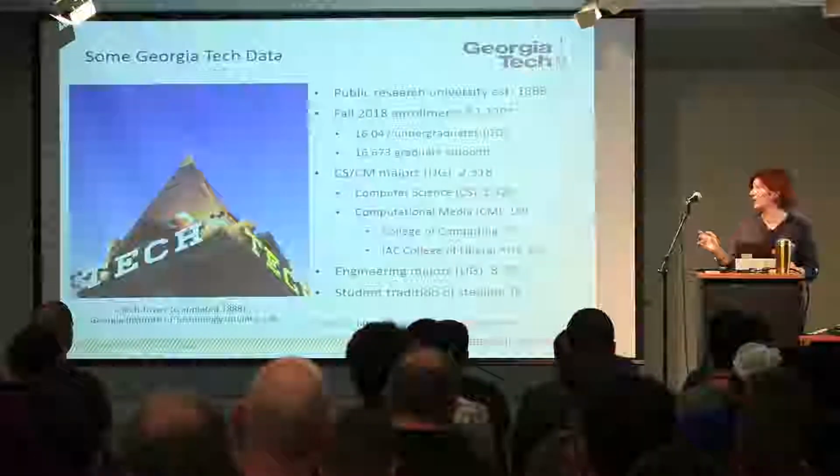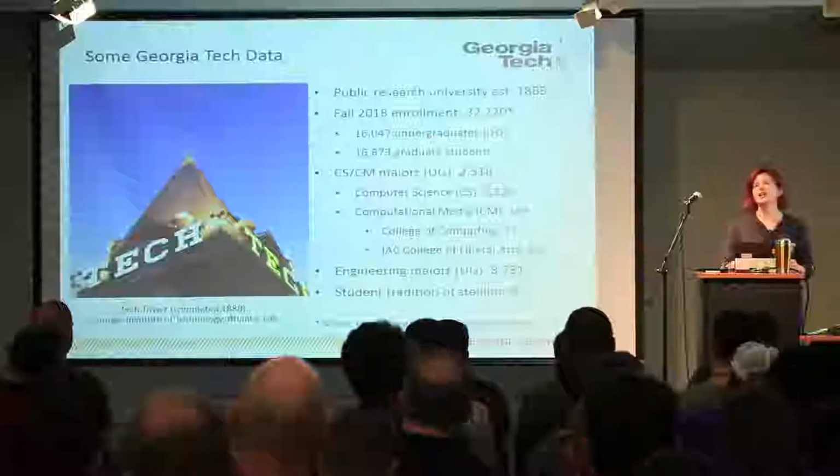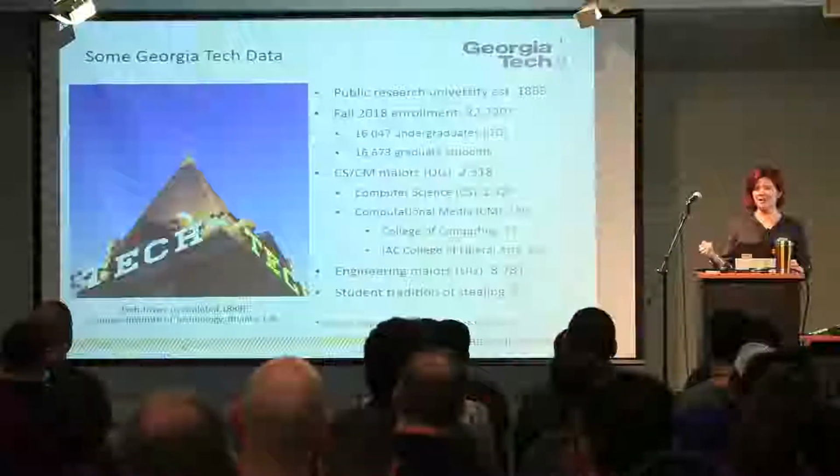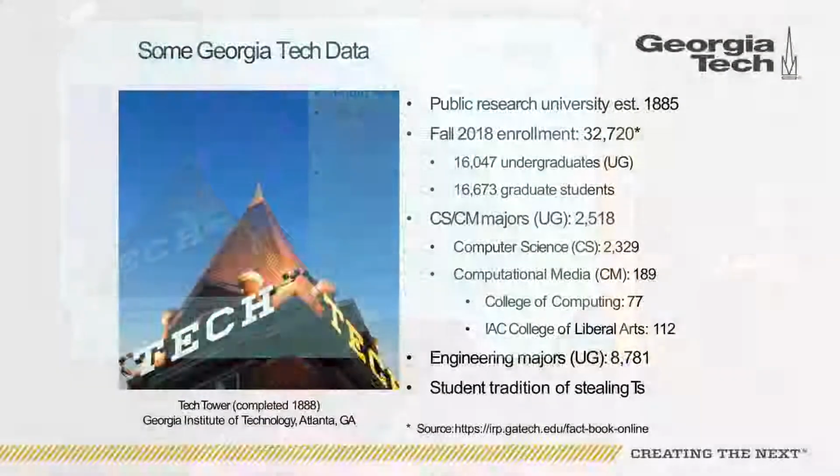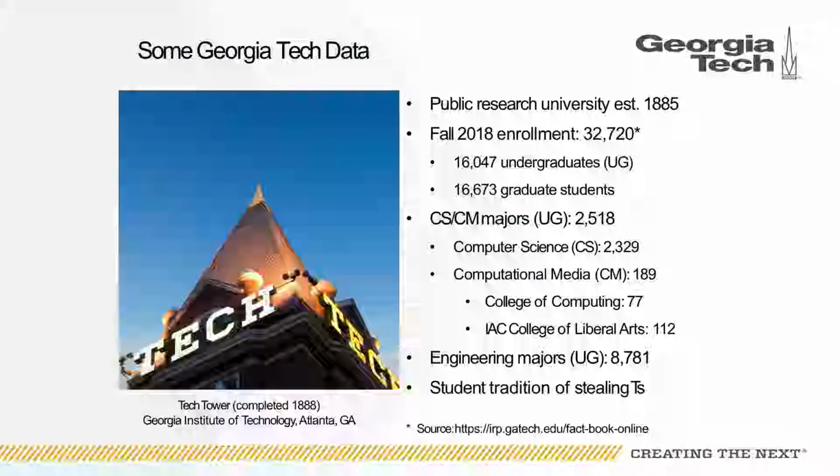So a little bit of data about Georgia Tech. I won't read it for you. I actually did not even know this until I went to put this slide together, that we had over 32,000 students. That number astounded me. Only about half of them are undergraduates. Undergraduates are what I teach. I don't teach graduate students.